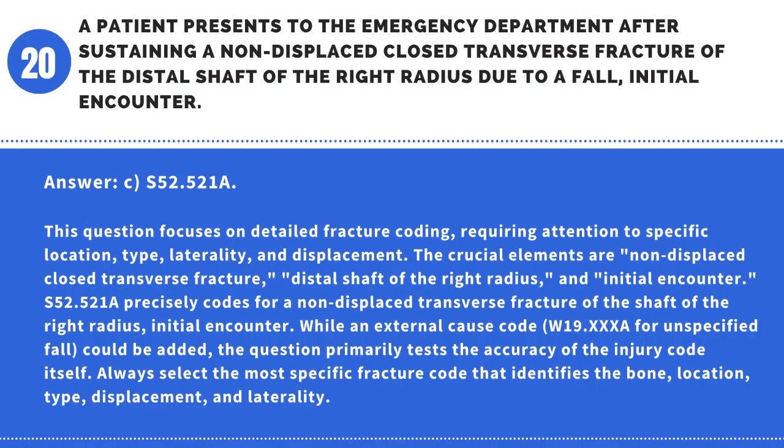This question focuses on detailed fracture coding, requiring attention to specific location, type, laterality, and displacement. The crucial elements are non-displaced closed transverse fracture, distal shaft of the right radius, and initial encounter. S52.521A precisely codes for a non-displaced transverse fracture of the shaft of the right radius, initial encounter, while an external cause code, W19.XXXA for unspecified fall, could be added. The question primarily tests the accuracy of the injury code itself. Always select the most specific fracture code that identifies the bone, location, type, displacement, and laterality.